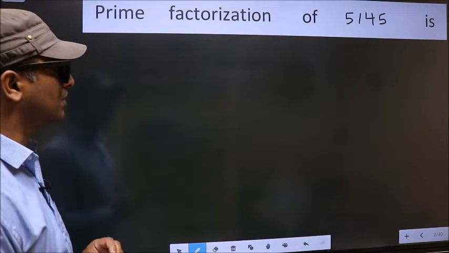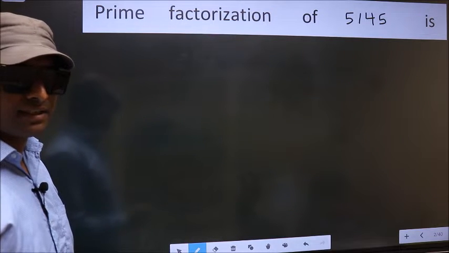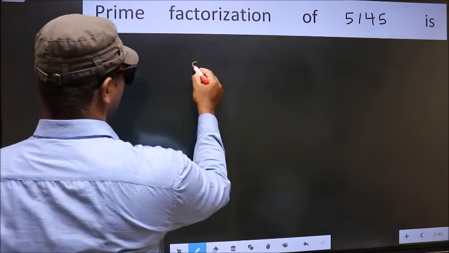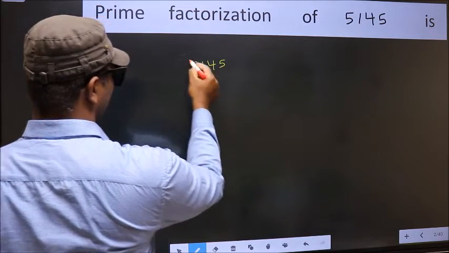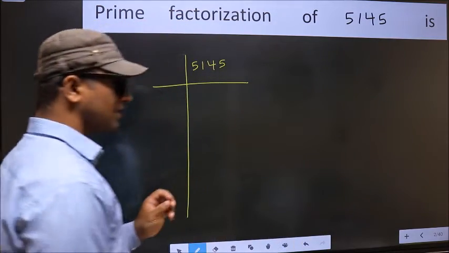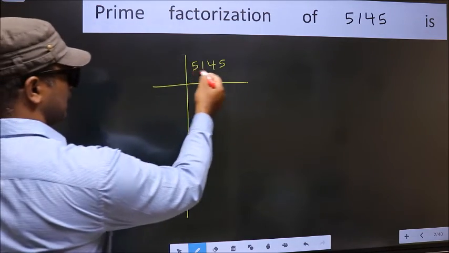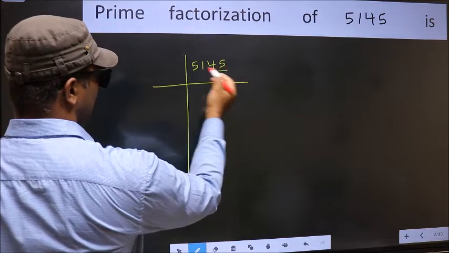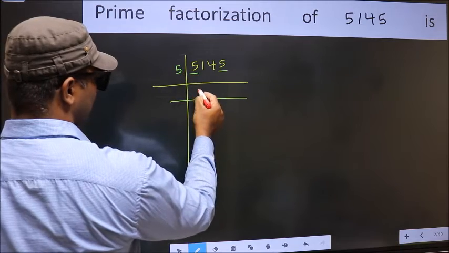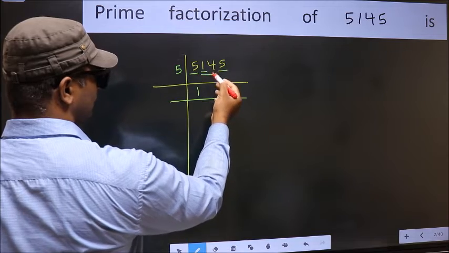The prime factorization of 5145. To do prime factorization, first we should frame it in this way. 5145. This is your step 1. Next, in this number, the last digit is 5, so take 5. First number 5, when do we get 5 in the 5 table? 5 ones 5. The other number 1 is smaller than 5, so take 2 numbers, 14.